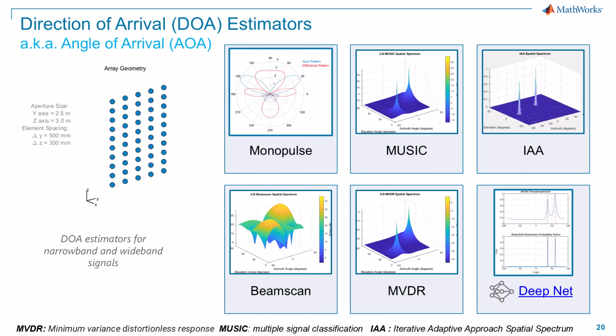MVDR, minimum variance distortionless response, is an adaptive beamforming, good resolution without needing source count. And DeepNet, a learned DOA estimator trained on synthetic array data. It provides robustness at low SNR where classical methods degrade. All 6 use the same array object in Phased Array System Toolbox. So you benchmark them all against your scenario in a few lines of code to determine which meets your accuracy requirements for your platform constraints.